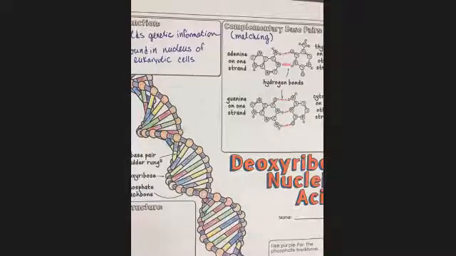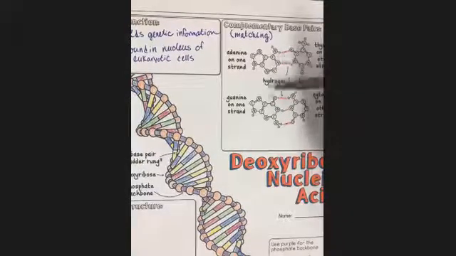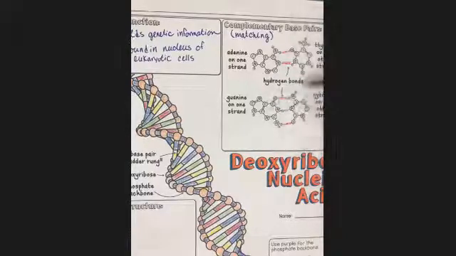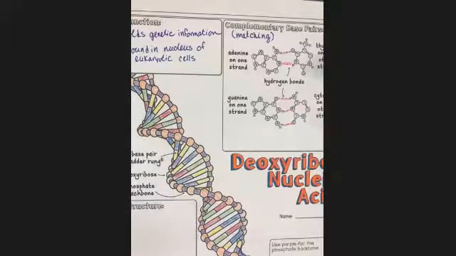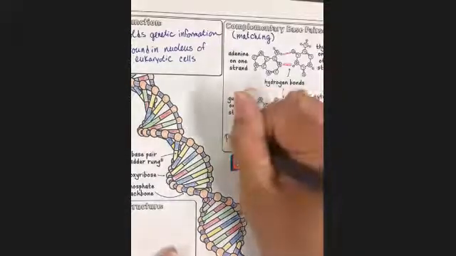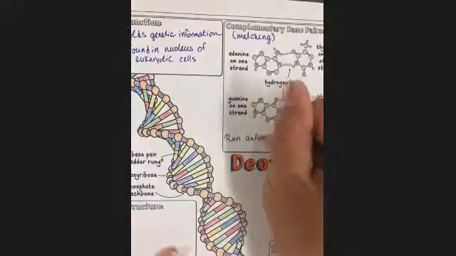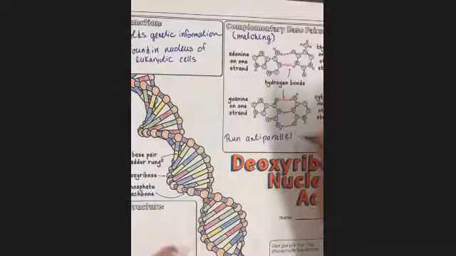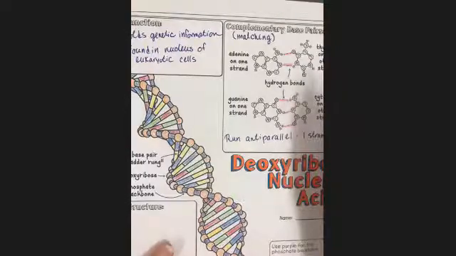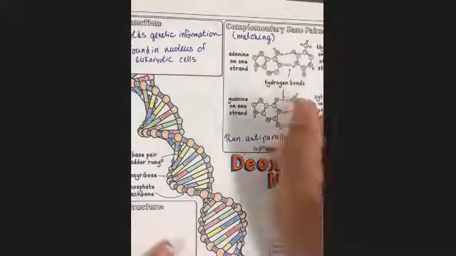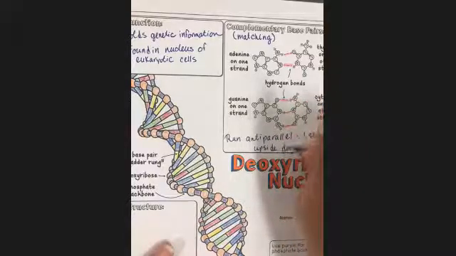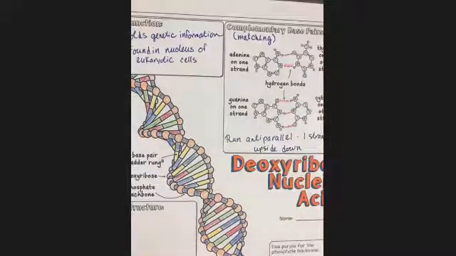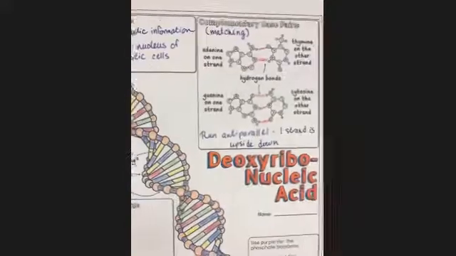Not only that, if you look at these letters, they are all right side up on this side, and on this side they're upside down. So the bases are actually going to run anti-parallel to each other. What that means is one strand is upside down, so it runs anti-parallel.